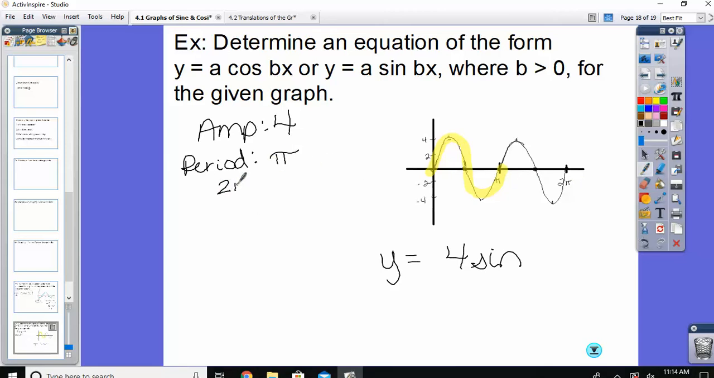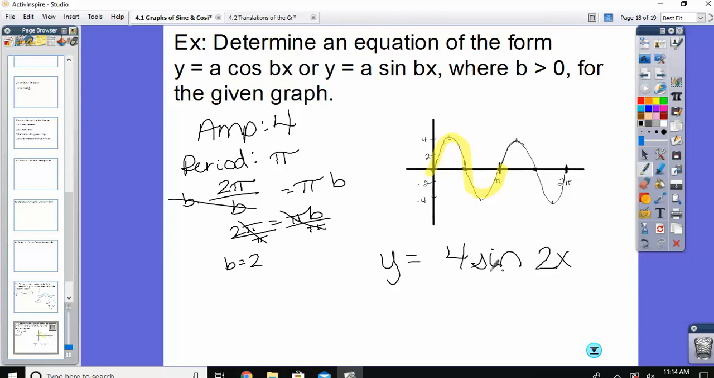That means 2 pi divided by the coefficient of x equals pi. Divide by pi, and you get b equals 2. So it's 4 sine of 2x. Any questions on that?